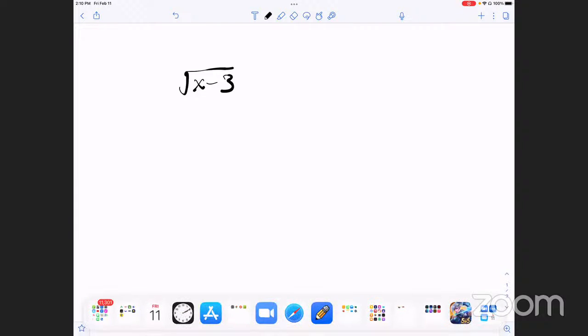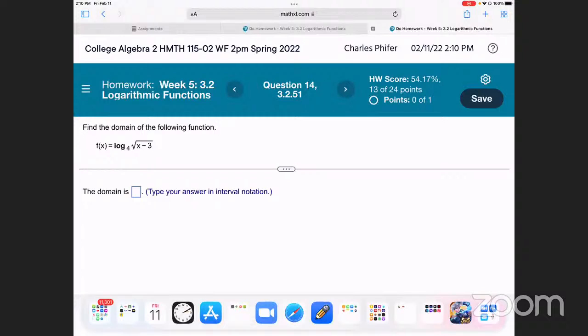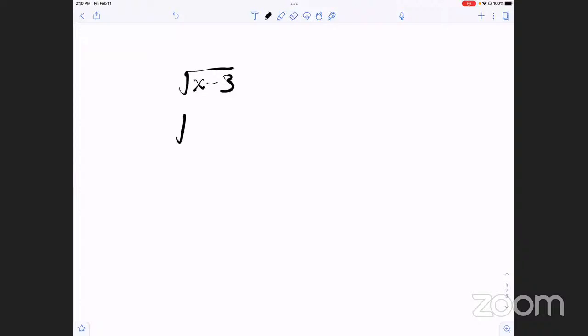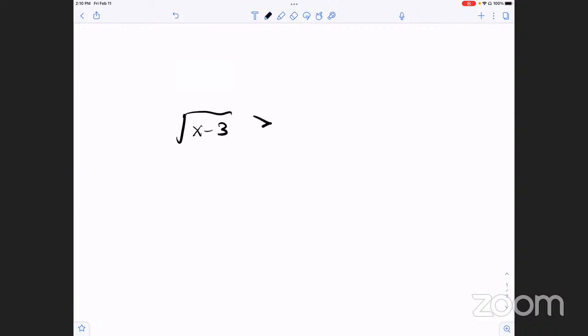Thank you. Okay, square root of x minus 3. Let me rewrite this. Again, this has to be strictly greater than 0. If we solve for x and square both sides, we get that x has to be strictly greater than 3.